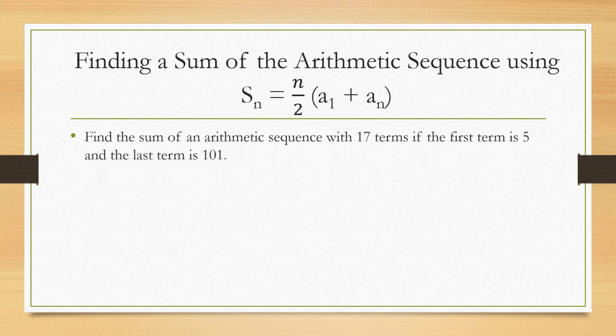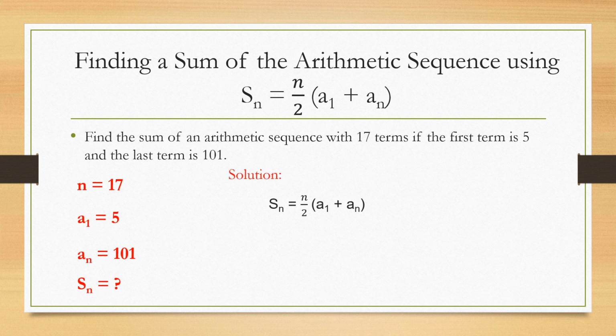Another example. Finding the sum of the arithmetic sequence with 17 terms. The first term is 5 and the last term is 101. So from the information, our n is 17, a sub 1 is 5, and a sub n is 101. So find the sum. Okay, using the formula, substitute the values for n, a sub 1, and a sub n. So our n is 17, a sub 1 is 5, and a sub n is 101.